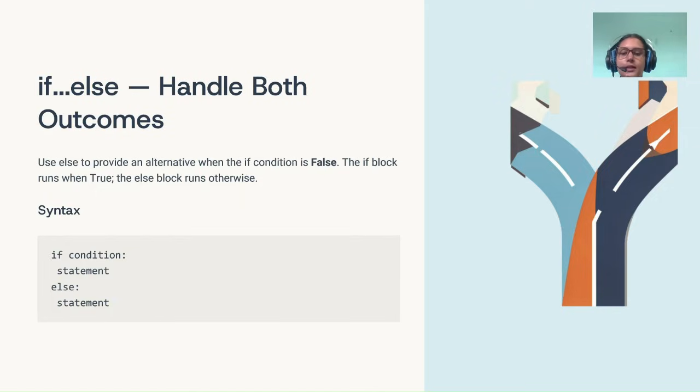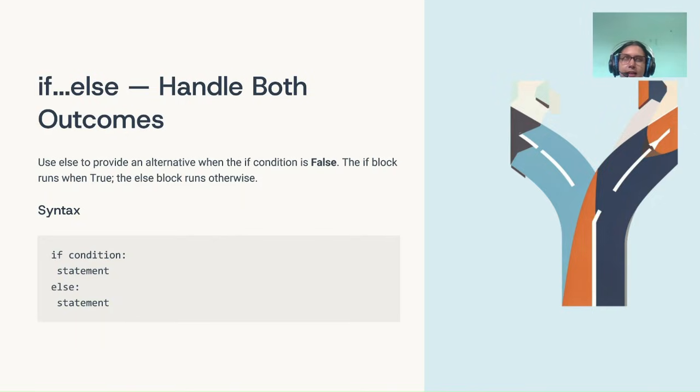Now we have the if-else statement. In the previous example, when the condition was false, nothing happened, right? When we wrote 16 and we ran it, nothing happened. But what if we want the program to do something else when the condition is false? That's where the else statement comes in.